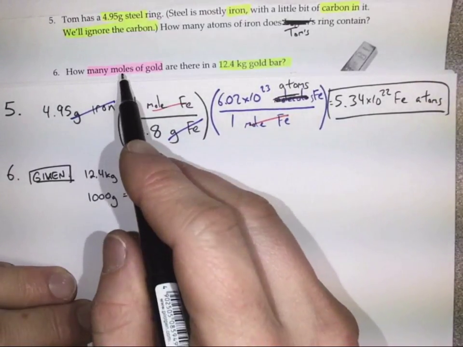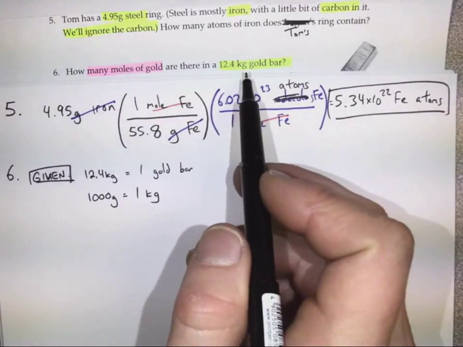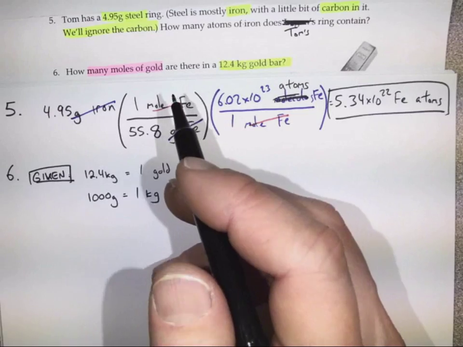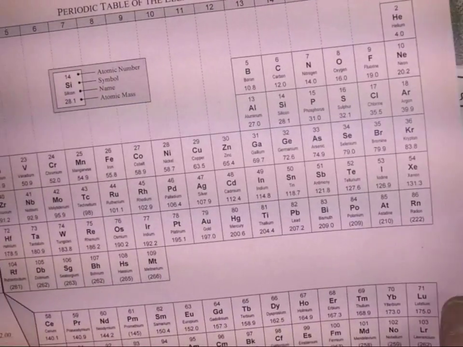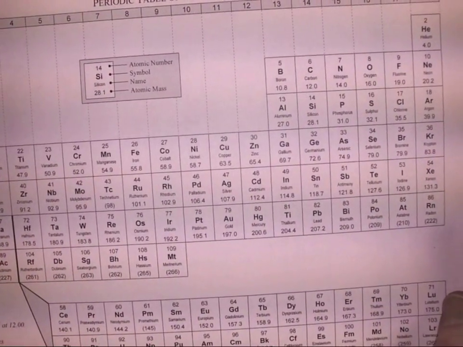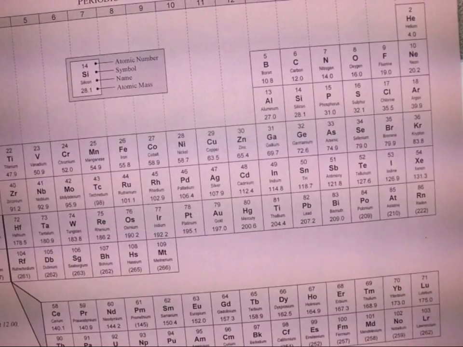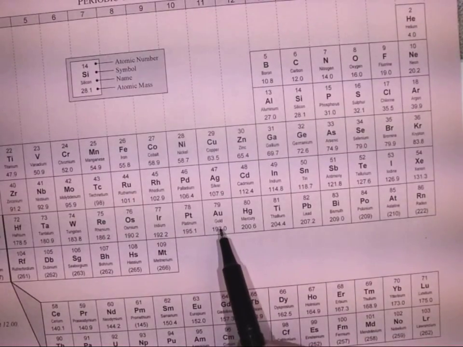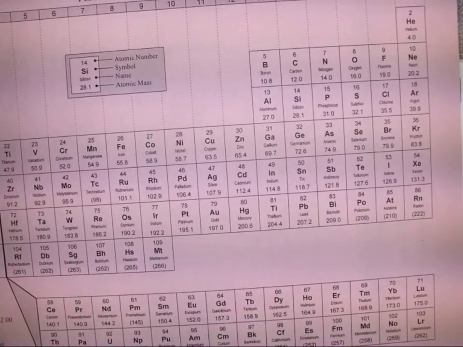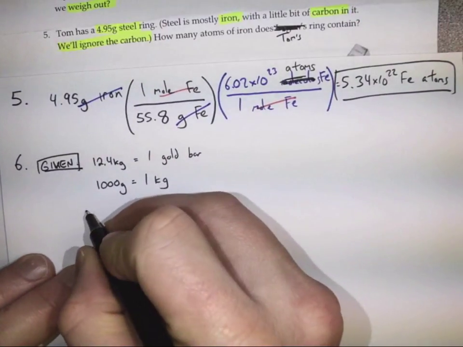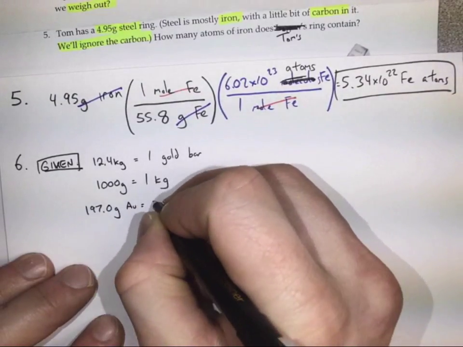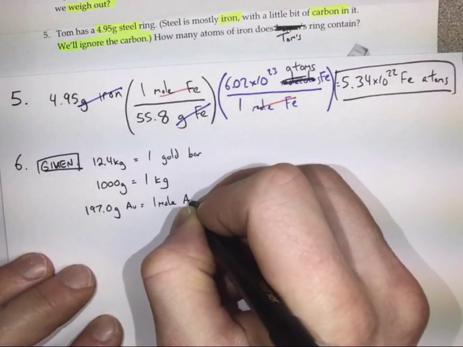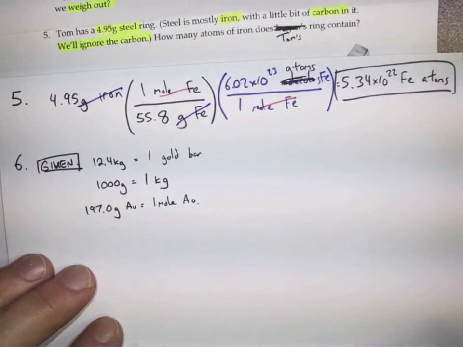And if I want to convert from mass into moles, I need the molar mass. So I'll look on my periodic table, and I'll find gold. And gold is one of those elements that has a funny name and symbol, rather. It's Au. And we can see it's 197.0 grams for every mole. So we know 197.0 grams of gold is equal to 1 mole of gold. All right. The question is, how many moles do we have?